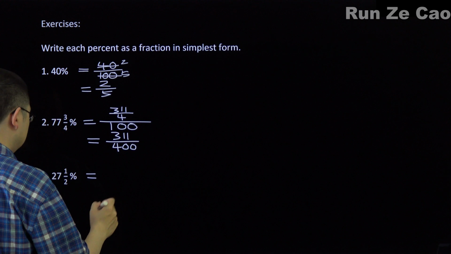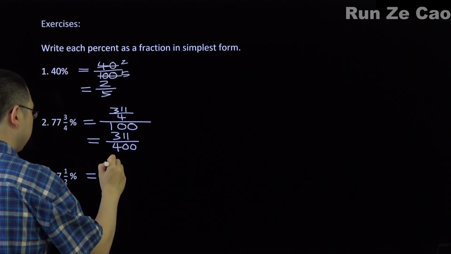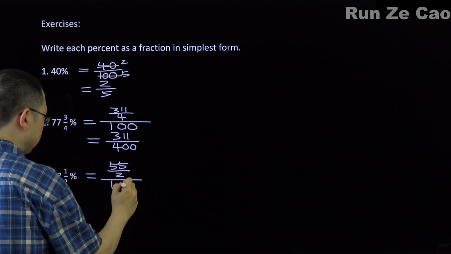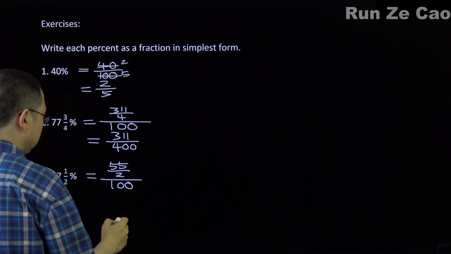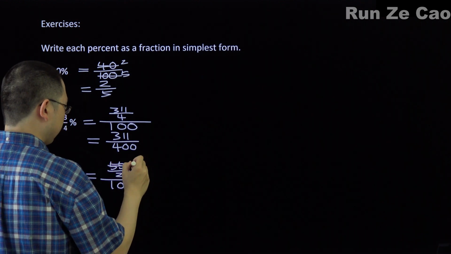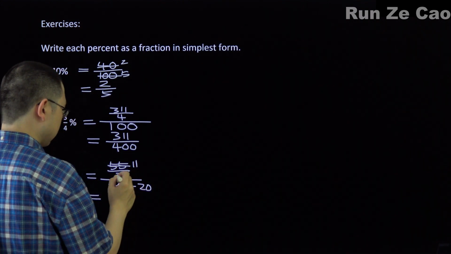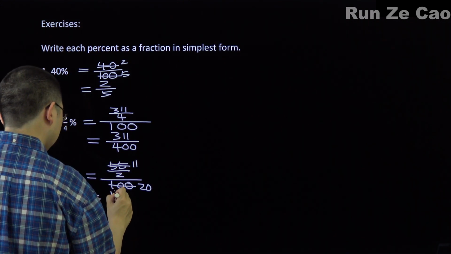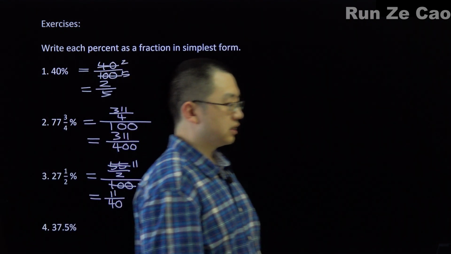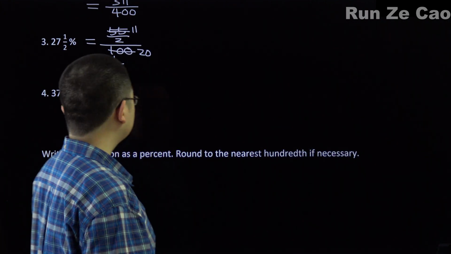27.5%. Well, 27 times 2 is 54 plus 1, 55 over 2 over 100 would leave us at 55 divided by 5 is 11, 100 divided by 5 is 20. So 11 divided by 2 divided by 20, 11 over 40. That's a fraction in simplest form, because there are no common factors between numerator and denominator.